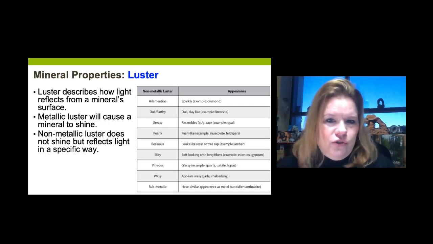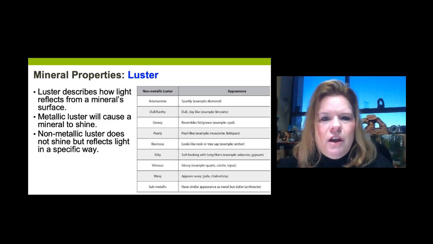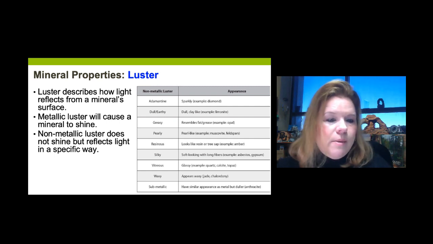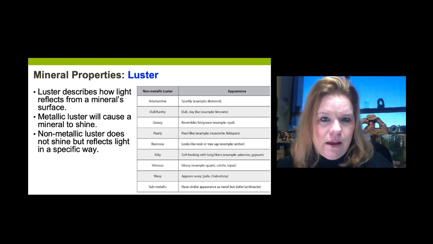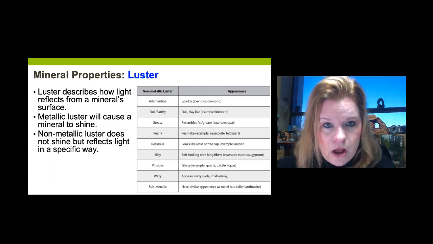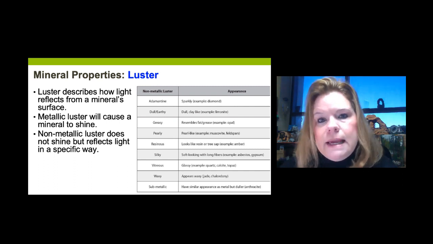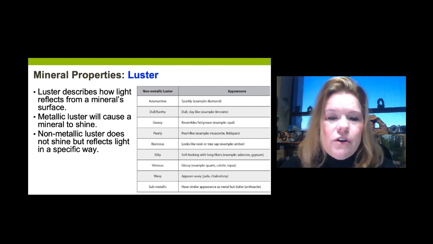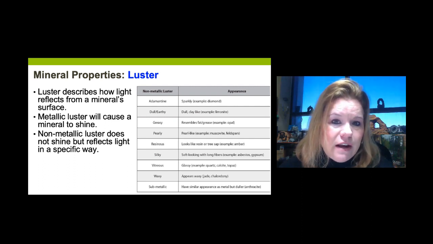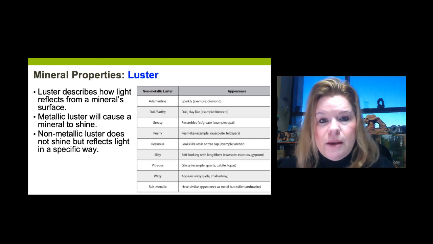So what is luster? Luster is how a mineral reflects light from its surface. There's lots of different ways that a mineral can do that, but there's two primary broad groups. There are metallic lusters and then there's non-metallic lusters. Bottom line is if a metallic mineral reflects light and it's really shiny, then that's called metallic luster. If it doesn't reflect as a shiny, like gold, for example, then it would be non-metallic luster.